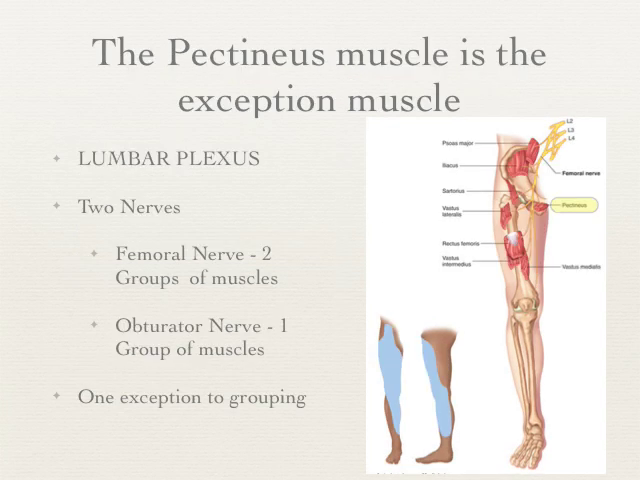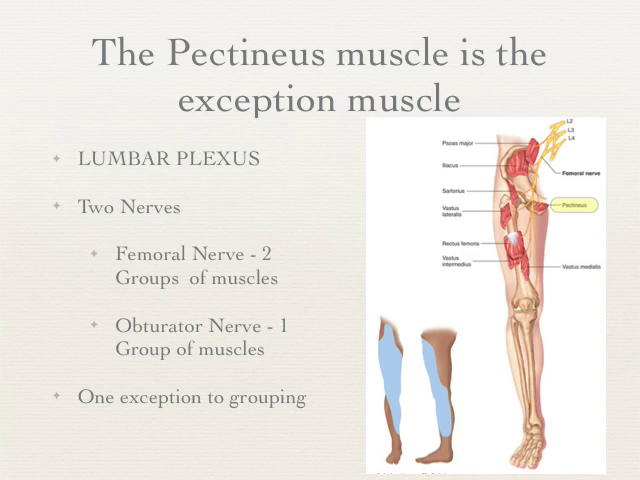Pectineus, right? Pectineus is the one that's missing. Now, what I'm going to show you is that if you use these patterns, you can get 90% of your muscles in groups. There are going to be two exceptions. First exception is right here. The pectineus muscle should belong to which nerve?